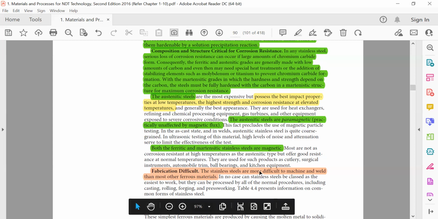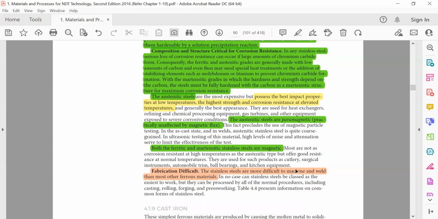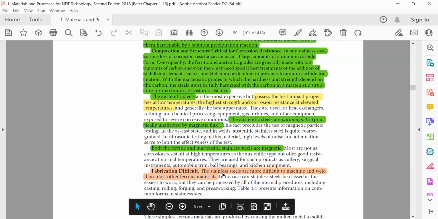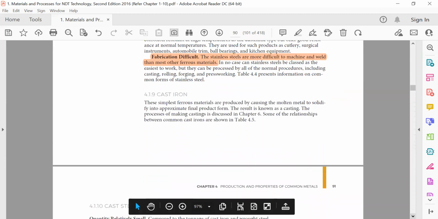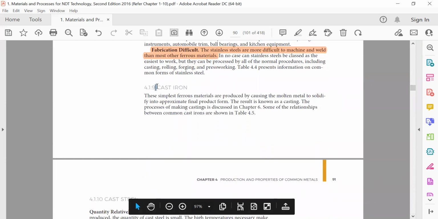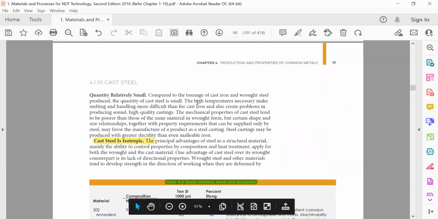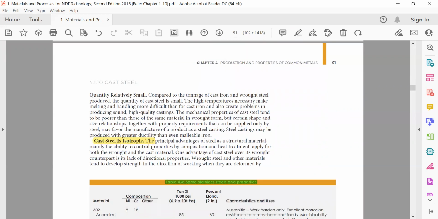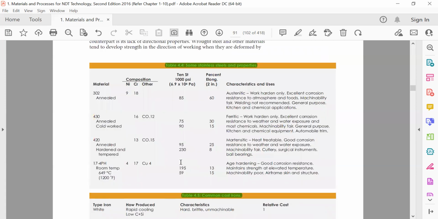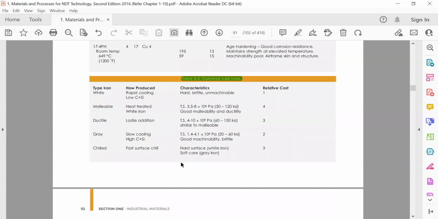Fabrication is difficult. Stainless steels are more difficult to machine and weld than most other ferrous metals. But forming is okay, you can form it. Cast steel is isotropic, but has low tensile and very high compressive strength. White cast iron is malleable cast iron, heat treated white iron.